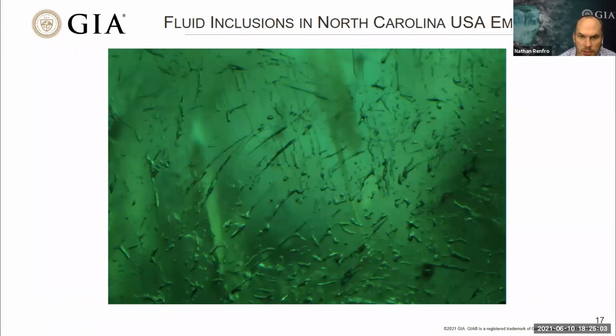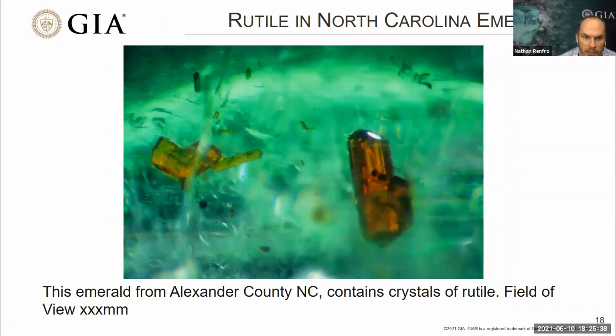These are fluid inclusions from a similar type of environment to Colombian stones. This is emeralds from North Carolina in Alexander County, and they form in a similar environment where you have hydrothermal veins that contain a lot of carbonates, quartz, and mica. You have these fluid inclusions throughout, similar to what you would get in a Colombian stone, but they tend to be more rounded in shape and not quite so jagged. In North Carolina stones, you also have rutile inclusions, which is a bit unique.